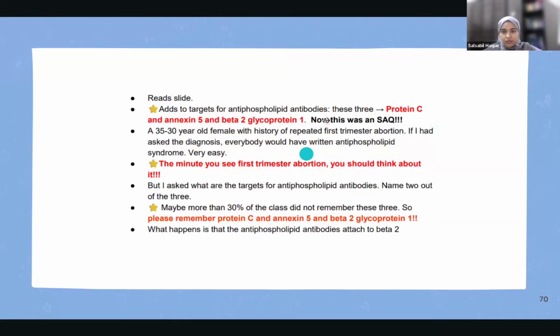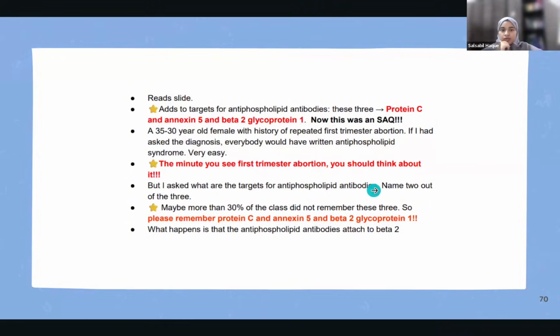I thought it was very important because it was mentioned as an SAQ. So the minute you see first trimester abortion, think about antiphospholipid syndrome. And yes, these are important. The targets of these anticardiolipin or anti-lupus anticoagulant antibodies are protein C, annexin 5, and beta-2 glycoprotein 1. Remember these three names, okay? Protein C, annexin 5, beta-2 glycoprotein 1.